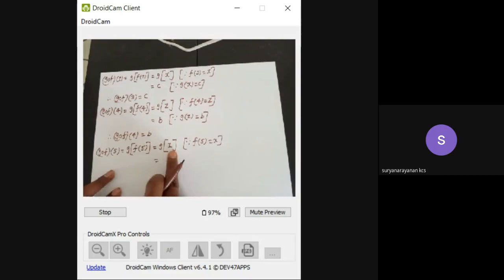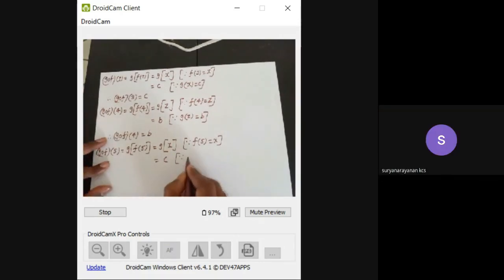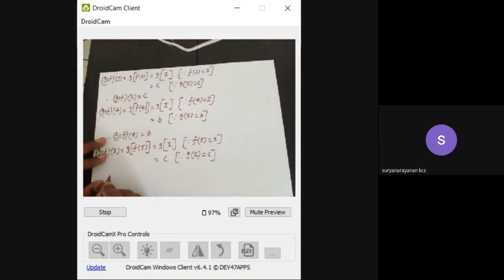What is the value of G of X? G of X is equal to C, sir, because the G of X value is C. Therefore, G circle F of 5 is equal to C.